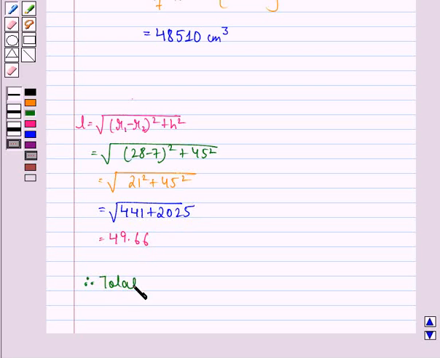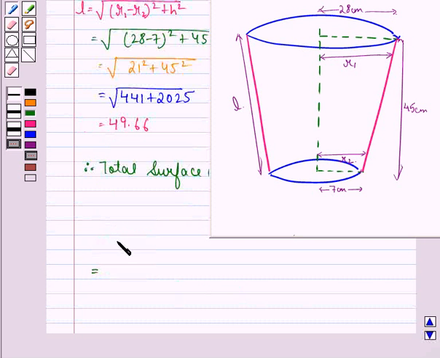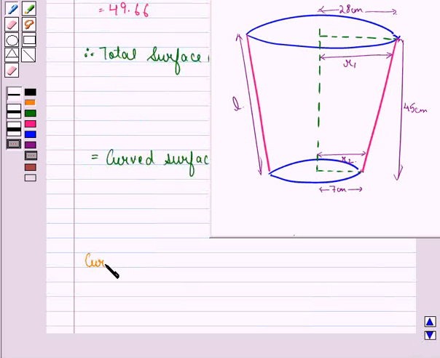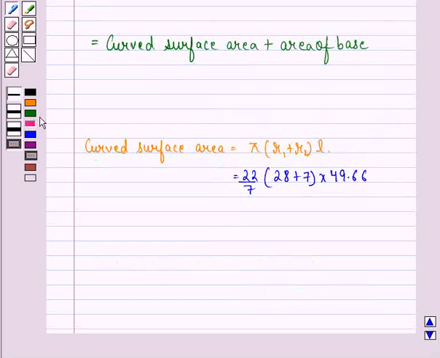Therefore, total surface area of this bucket will be equal to curved surface area plus area of base. Now, curved surface area is given by pi into R1 plus R2 into L. That is equal to 22 by 7 into 28 plus 7 into 49.66. That is equal to 22 by 7 into 35 into 49.66. That is equal to 5462.6 centimeters square.